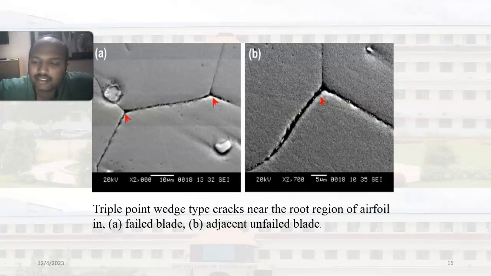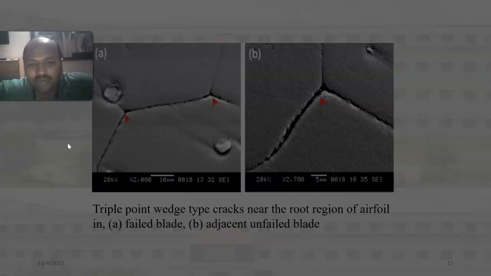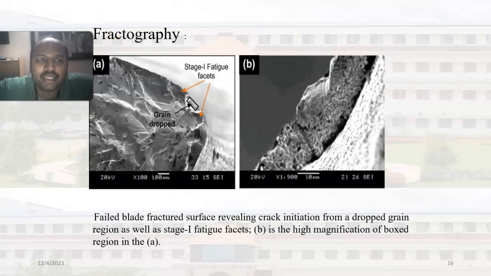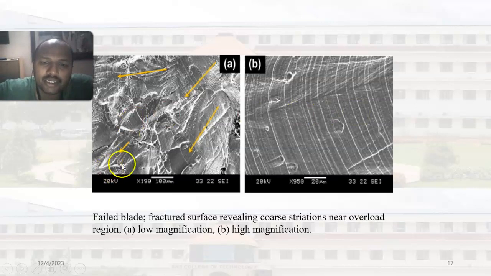Here you can see some primary gamma structures and gamma fine grains, and there are some carbides as featured in the previous stages. In the fractography, you can see the phases where the facets are formed, and these are the grain dropped areas. This is magnified here, and this area is boxed over here. From low magnification to higher magnification, you can see some coarse grain striations where the crack has propagated.